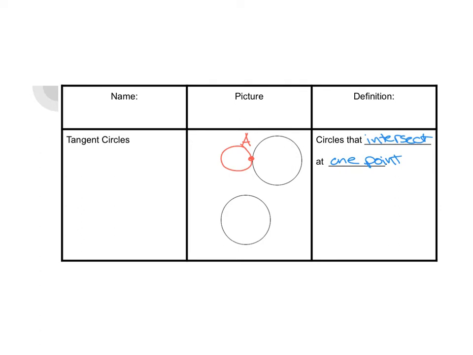The second option is now I'm going to draw my circle on the inside of my original circle. We'll call this point B. And when I draw my second circle, again, it's going to be on the inside, and it touches just at point B. So again, our circles touch at only one point, which is again called the point of tangency.